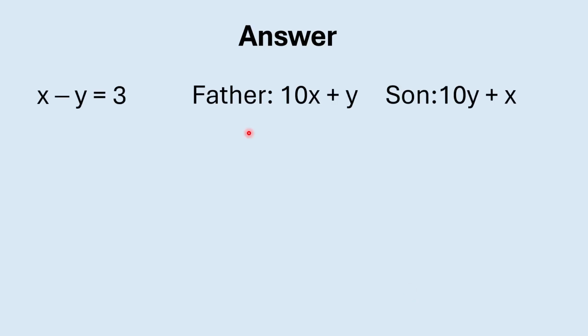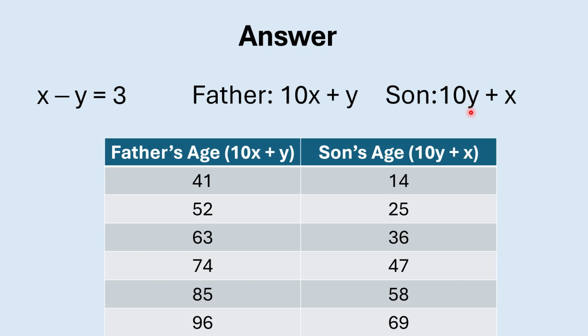And remember, the professor's or the father's age is 10x plus y, and the son's age is 10y plus x. So here, we just try to find all the possible single-digit values for both x and y, and then we can find all the possible ages for the father and the son. For example, if y takes value 1, x must be equal to 4. So the father's age is 41 and the son's age is 14. If y takes value 2, x must be equal to 5, so the father's age is 52 and the son's age is 25. Similarly, you can get a series of ages for both father and son, including 63 and 36, 74 and 47, 85 and 58, 96 and 69.